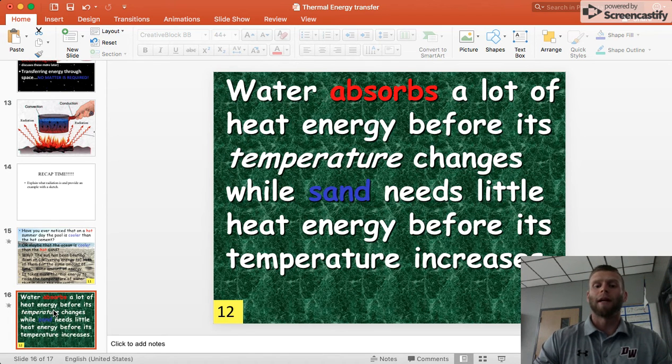Water absorbs a lot of heat energy before its temperature changes, while sand needs little heat energy before its temperature increases. So sand is going to have a different heat point to where it's not going to need as much thermal energy to heat up. So that's why the sand's always warm at the beach. Meanwhile, the water takes a lot longer for the temperature to change because it absorbs most of the heat energy.